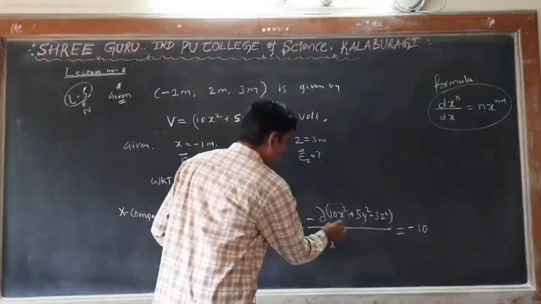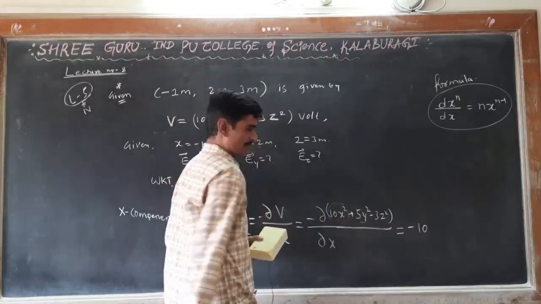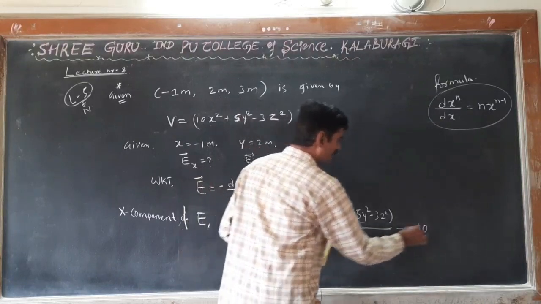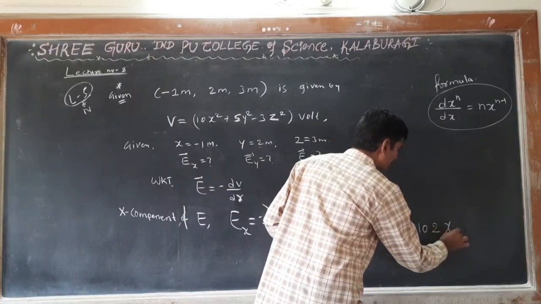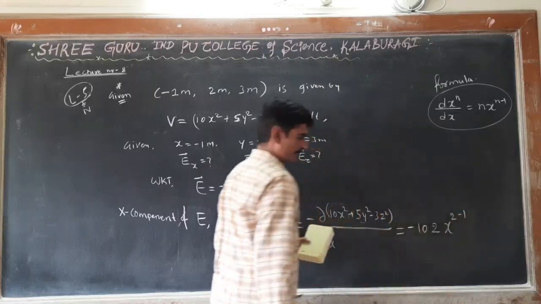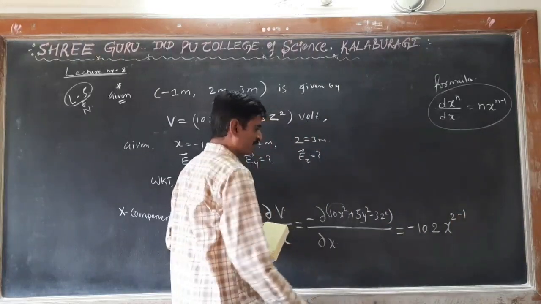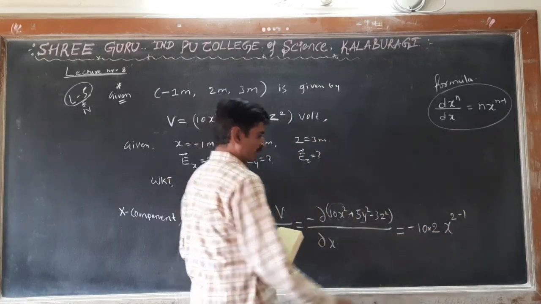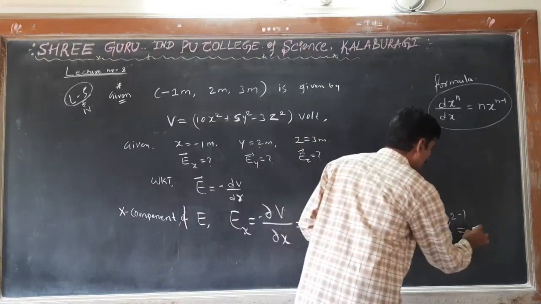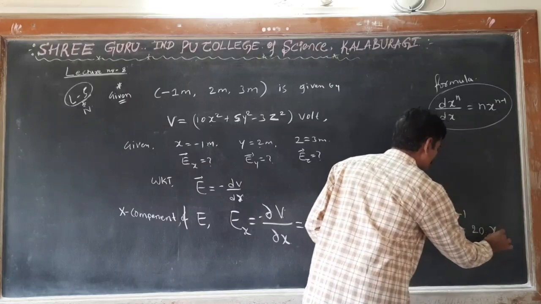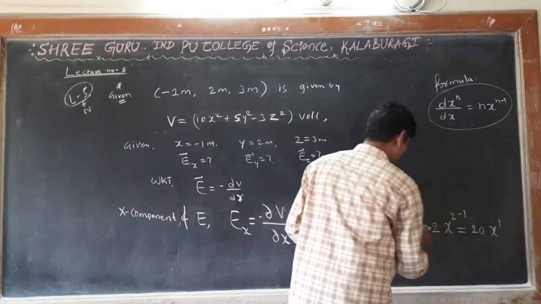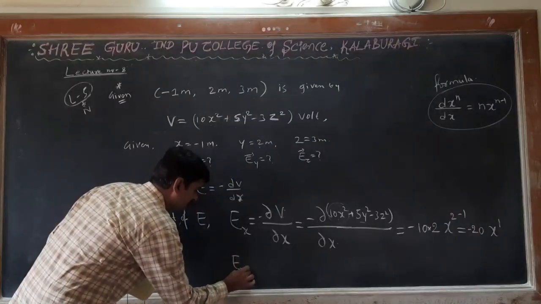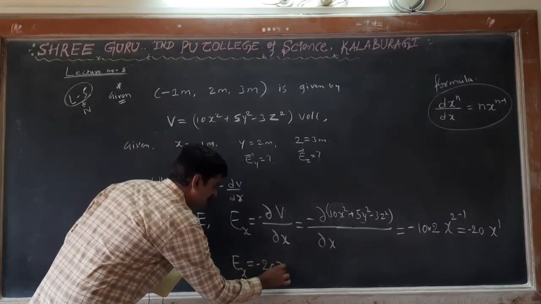Understood? So here, differentiation of 10x². 10 is constant. Differentiation of x² with respect to x is 2x raised to 2 minus 1. So that is 10 into 2x raised to 2 minus 1, which becomes 10 into 2, 20, and x raised to 2 minus 1 is x. So this is minus 20x. So Ex is equal to −20x.